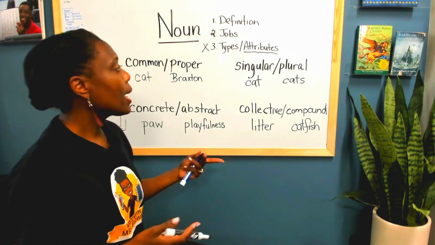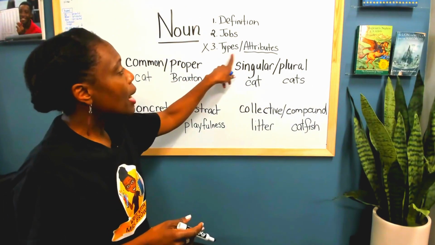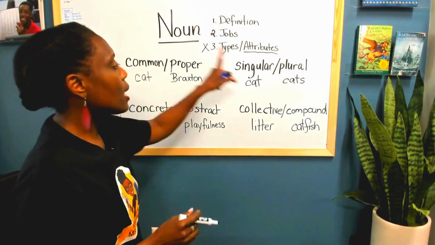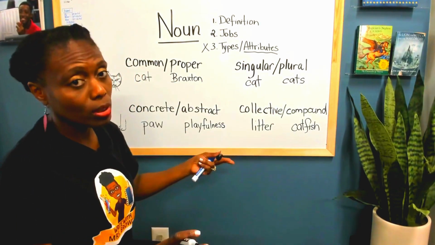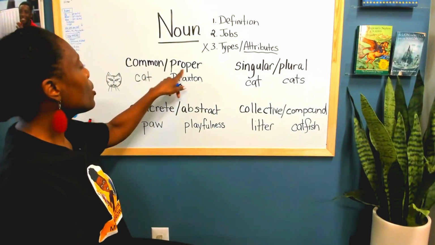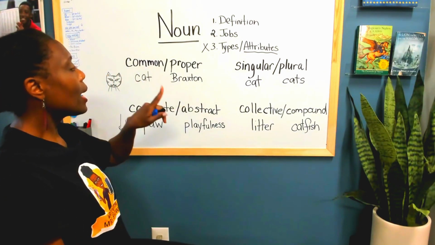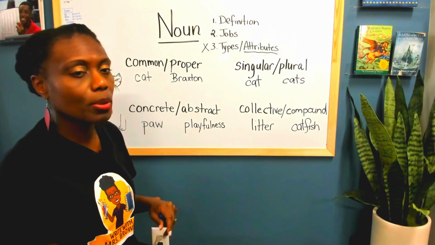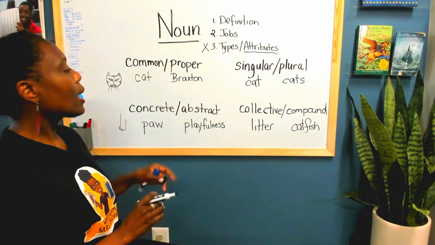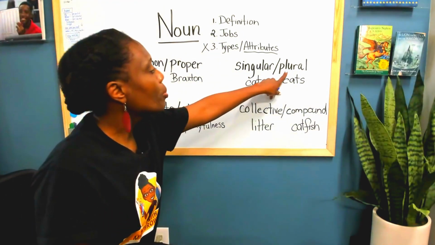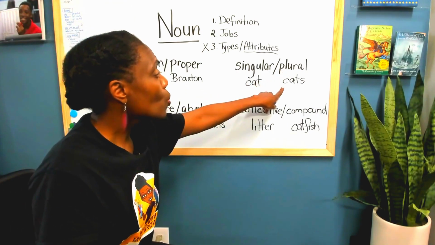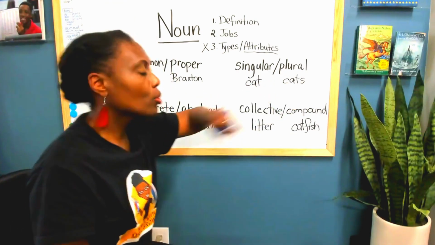So just to recap, there are types or attributes of nouns, and there are 8 attributes total, but of course 4 kind of groups. They can be common or proper. Common would be a cat, and Braxton would be an example of the proper form of the noun cat, the name. Singular or plural, just one, we would say cat. If there was more than one, we would say cats, plural.